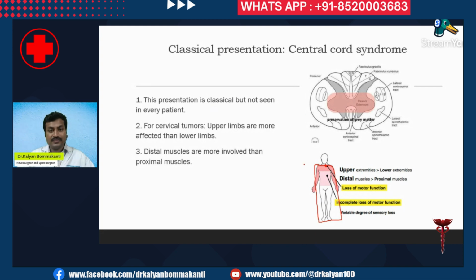In this central cord syndrome, the patient has more symptoms in the upper limbs compared to symptoms in the lower limb. That is, if the tumor is in the cervical cord, that is in the neck region, the upper limb, that is the hands, are more severely involved than the lower limbs. And when a limb is involved, the distal muscles are more involved than the proximal muscles. That is, fingers are more involved than the proximal muscles, that is the shoulders.